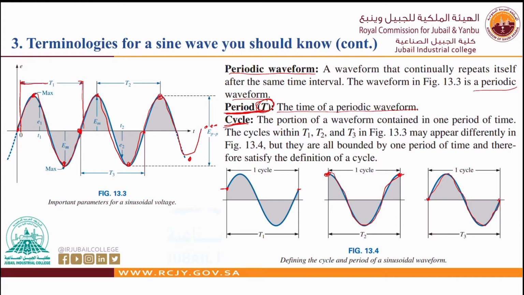The portion of a waveform contained in one period of time is a cycle. So one cycle has a period of time, which means the period is one cycle, but measured in time. The cycles within T1, T2 and T3 may appear differently in figure 13.4, but they are all bounded by one period of time.